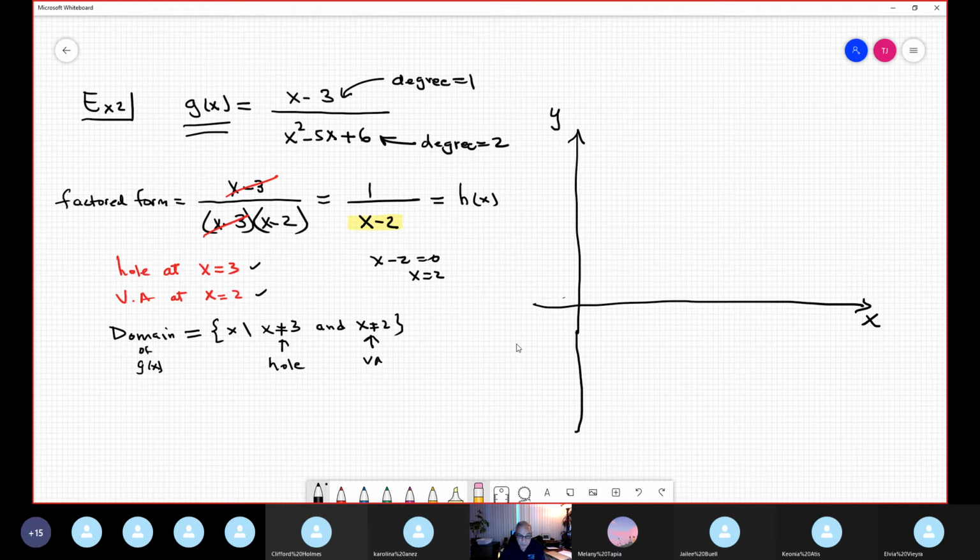Well, I know. In (3, 1), we have a vertical asymptote. That is the reason I draw a dotted vertical line. This is the vertical asymptote at x equals 3.